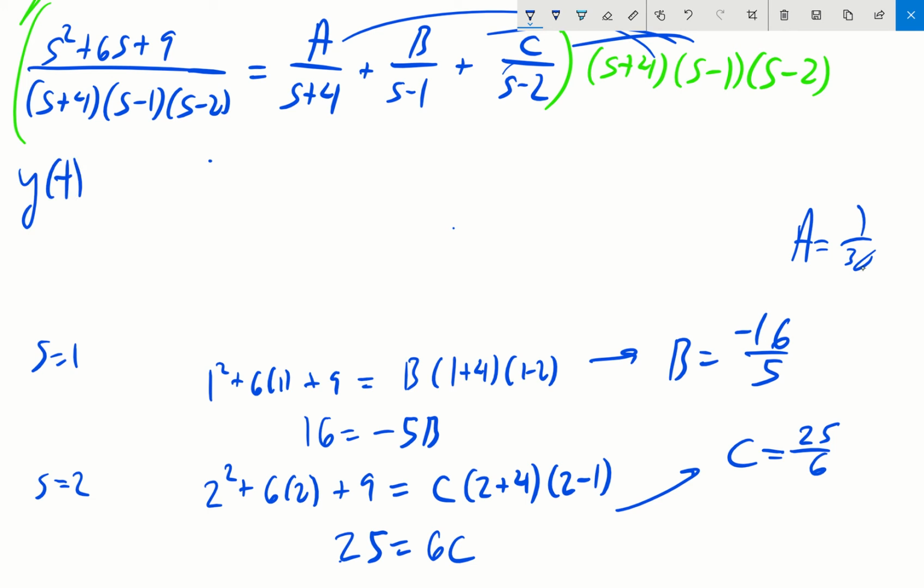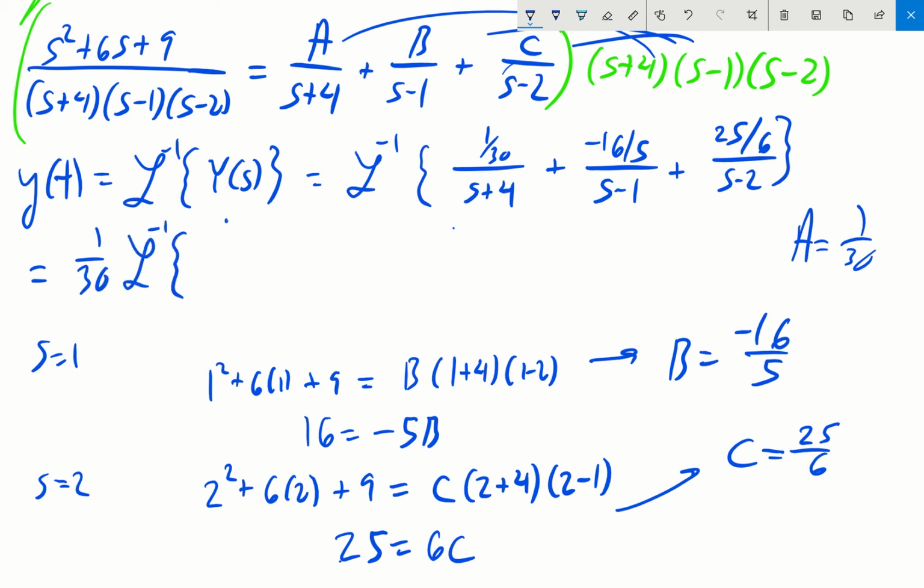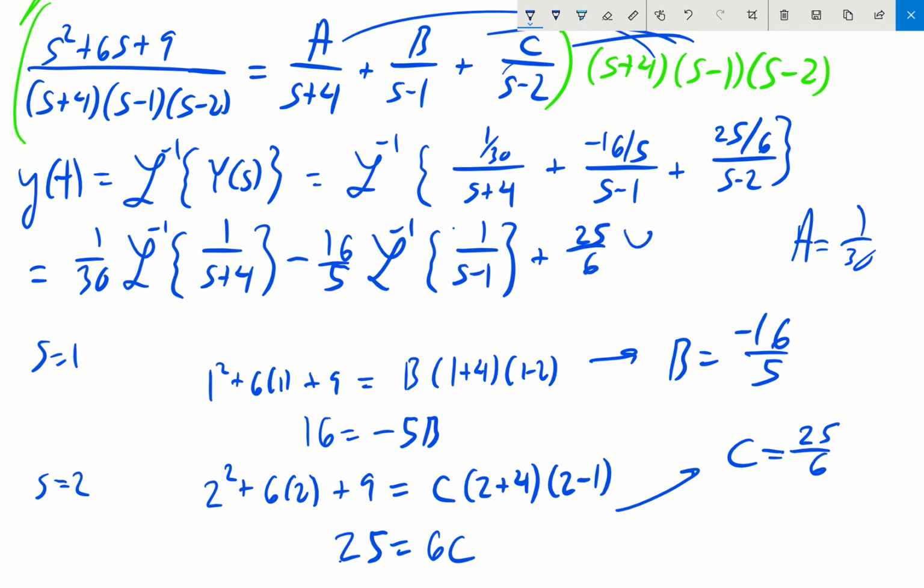So our solution, y of t, which is going to be the inverse Laplace transform of Y(s), is going to be the inverse Laplace transform of (1/30) over (s plus 4) plus (negative 16/5) over (s minus 1) plus (25/6) over (s minus 2). Again, the inverse Laplace transform is linear. So this is 1/30 times the inverse Laplace transform of 1 over (s plus 4), minus 16/5 times the inverse Laplace transform of 1 over (s minus 1), plus 25/6 times the inverse Laplace transform of 1 over (s minus 2).